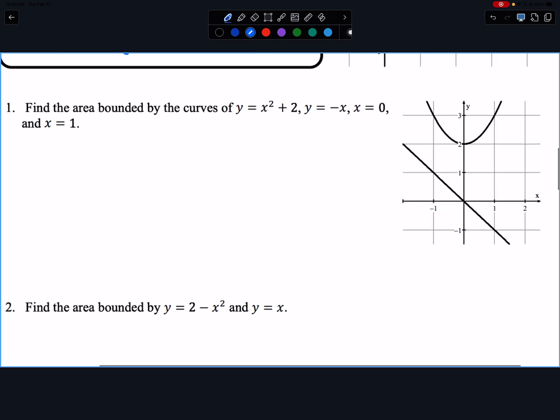And then we're bounded by the lines x equals 0 and x equals 1. So do you guys agree x equals 0 is there? And x equals 1 would be this line. So basically, I want to find the area between this parabola and this line. This section is with respect to x, so between these 2 points. So do you guys agree that that area then is this shape?